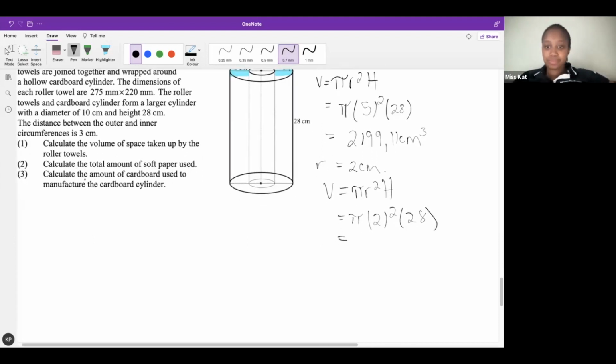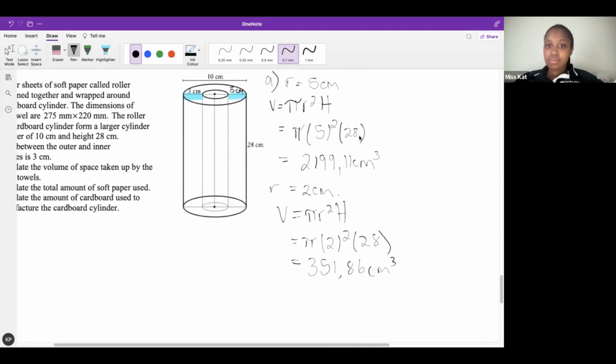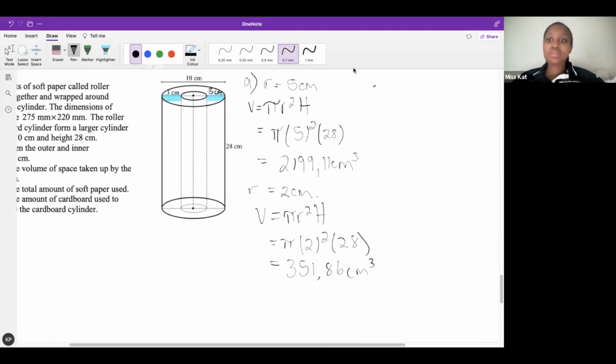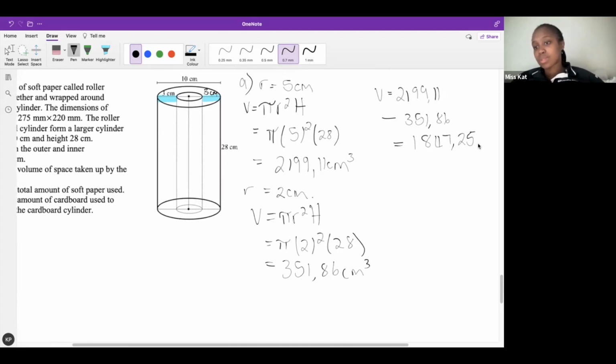Give me a second, ma'am. No problem. 351.86 centimeters cubed. So then what's the total volume taken up? Ma'am, as in when you minus the 2, it's 1,847.25 centimeters cubed. Nice. That was good. There we go.